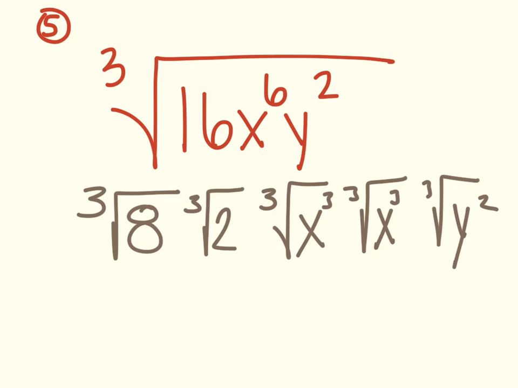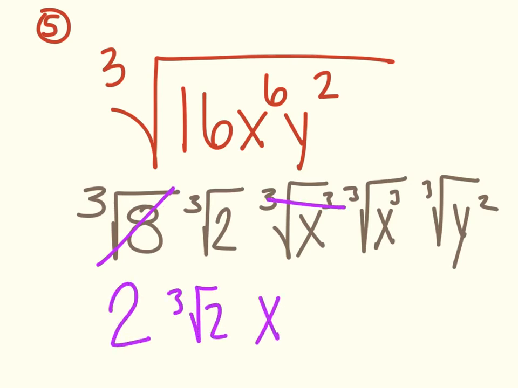So you can see mine. I said 16 is going to be 8 times 2, and 8 is a perfect cube. I need an x to the 6, so I have 3 and 3 for a total of 6. And 2 is smaller than 3, so it's not even possible to break down. So now as I cancel, this becomes the number 2. Cube root of 2 stays.